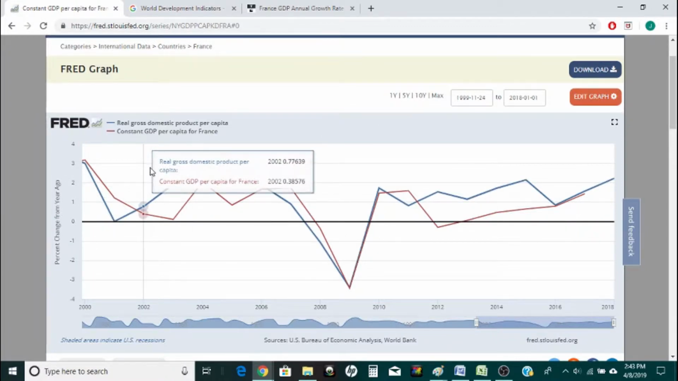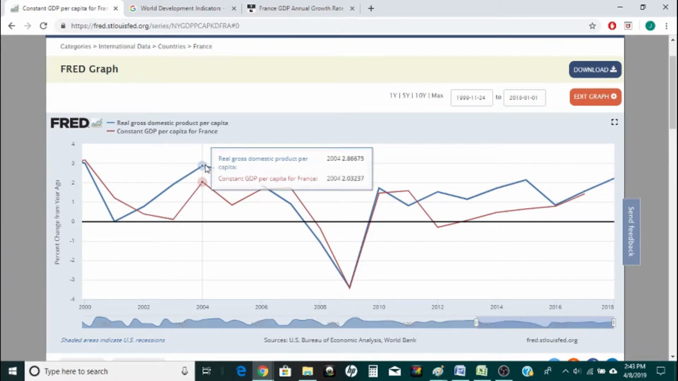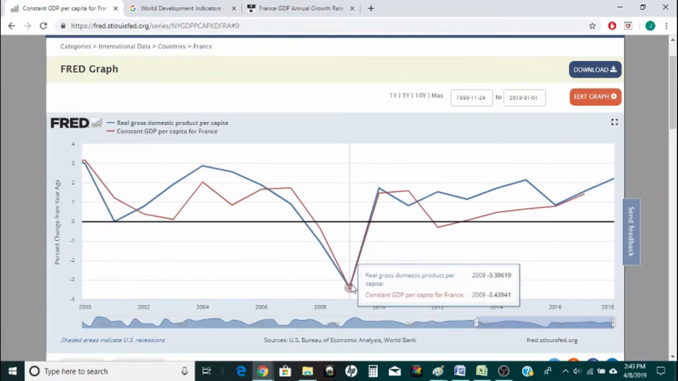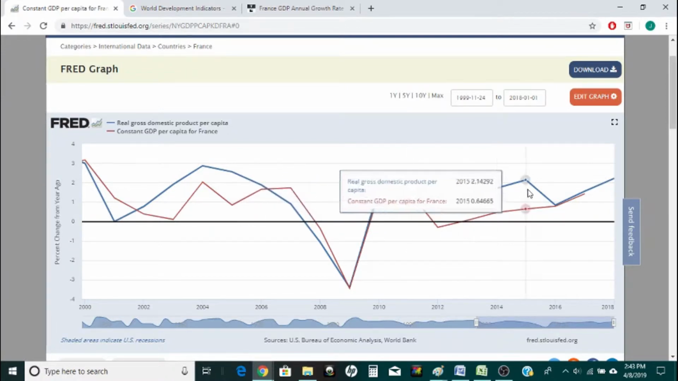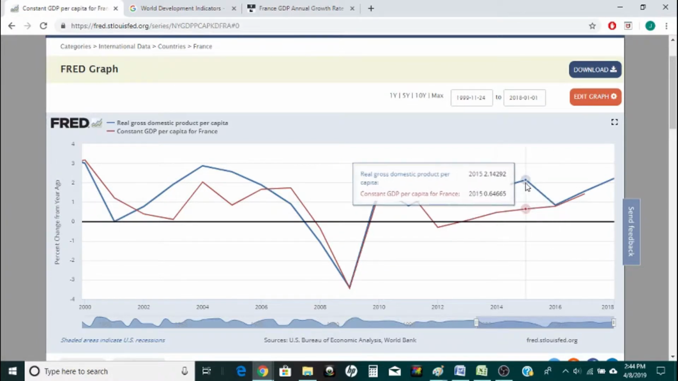So in the early 2000s, per capita growth in the US was a little higher than France. Both economies shrank by the same amount in the recession, and for the first 2 years they had roughly the same recovery. Since then, US growth has consistently been higher than France, with a 1.5 gap between the countries until 2016.